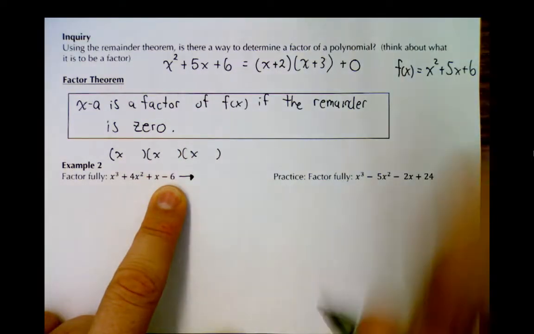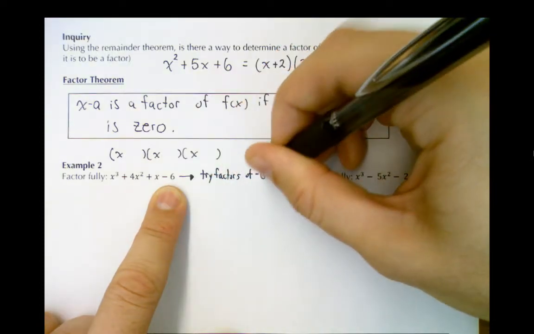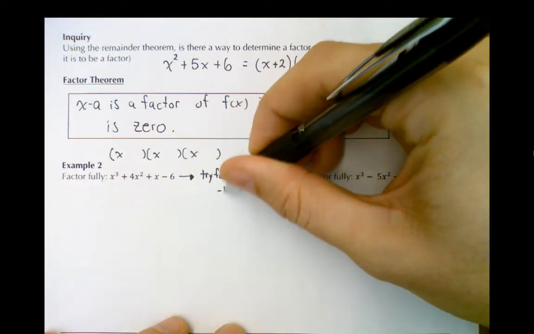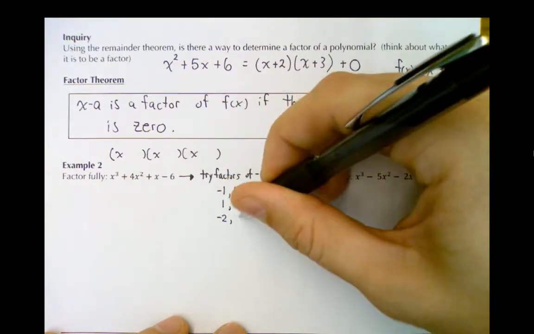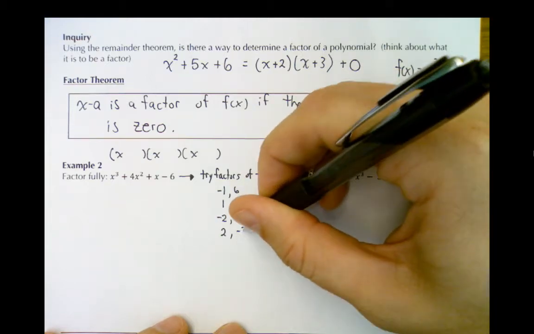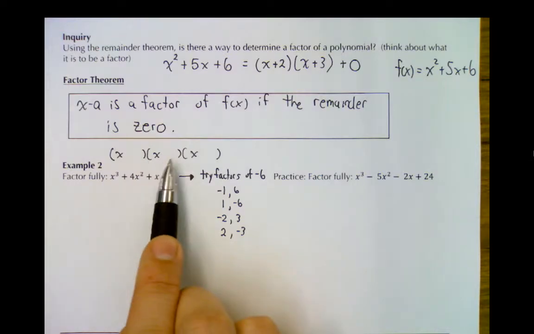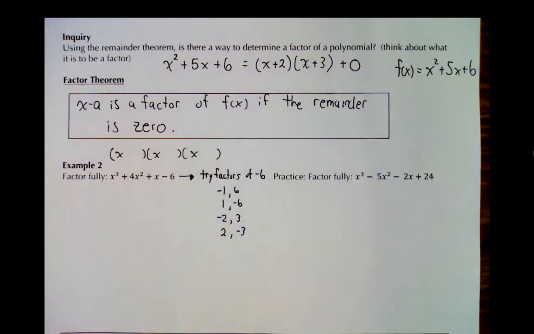We look at that last number and we look for factors of -6. So what numbers multiply to -6? Well, -1 and 6, or 1 and -6, or -2 and 3, or 2 and -3. Those are our pairs of numbers that would multiply to -6. So if our factored form is going to look like this, the numbers on the end here have to be 3 of these numbers. Now we can use the remainder theorem to determine which of these are actually factors, and then we can factor it.